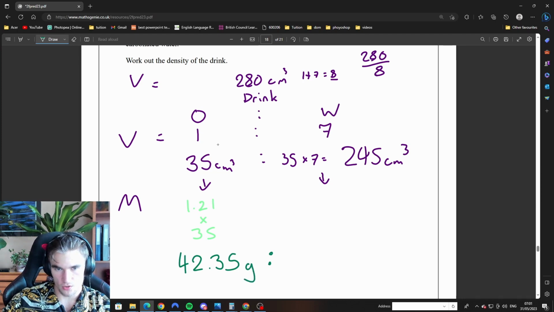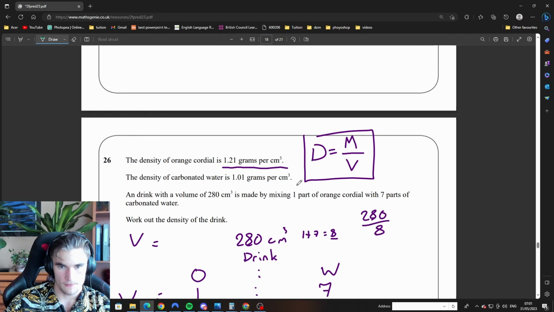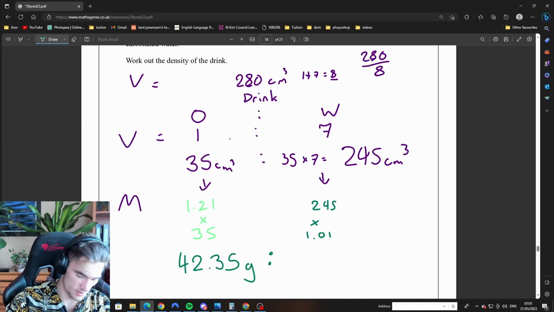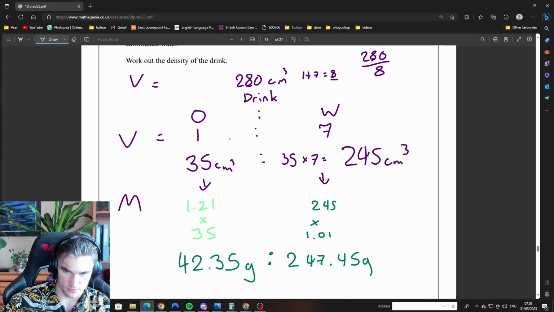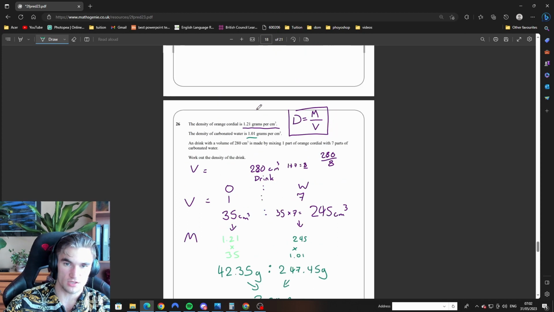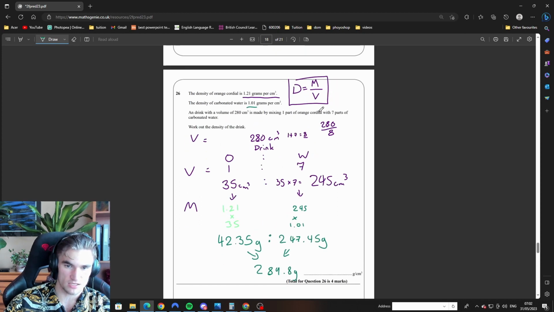What about this one? So I got 245 volume of this per centimeter cubed, but the density is 1.01. So I have to times 245 times by 1.01, and that gives me 247.45 grams. So now I know the mass. So I'm going to work out the total mass of the whole drink, 289.8. So that's how much the drink weighs. But they want to know what the density is. So now I'm going to use the density formula, and I know that density equals mass over volume.